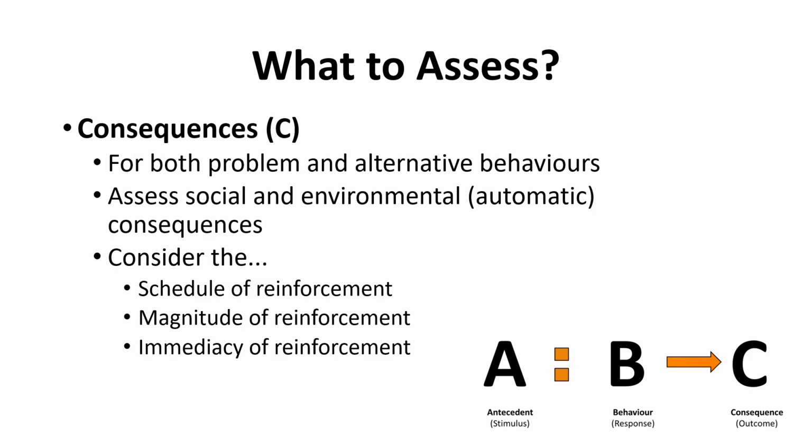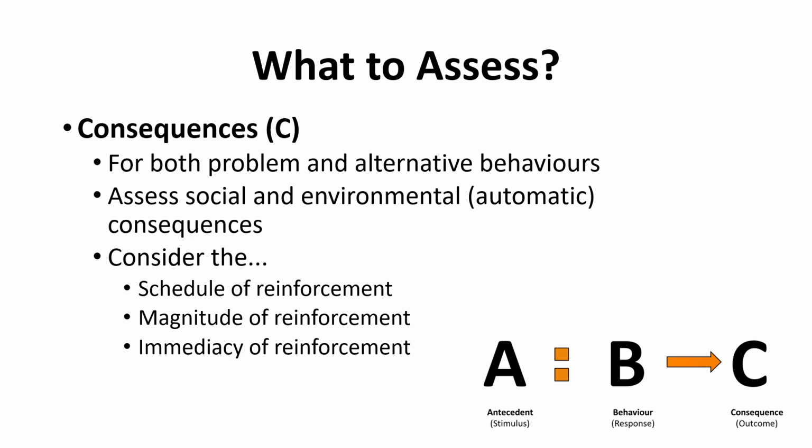And then lastly, we have our consequences. And you definitely want to identify not just consequences of the problem behavior, but also consequences of our alternative behavior, the thing that we want them to start doing instead. And we can separate out social consequences, basically what effect does this have on other individuals, or what will other individuals do in response to this behavior. We might also have environmental or automatic consequences, like self-harming behaviors will have the automatic consequence of causing self-harm.